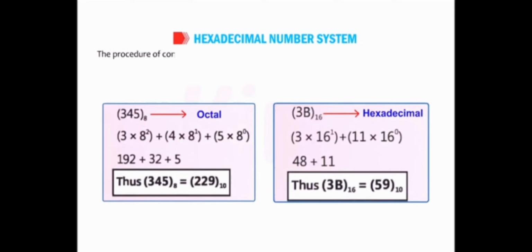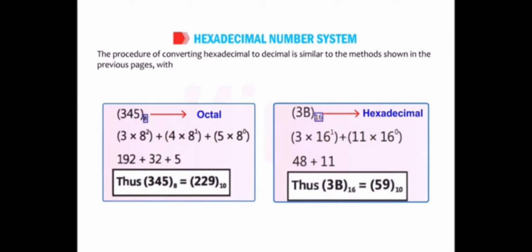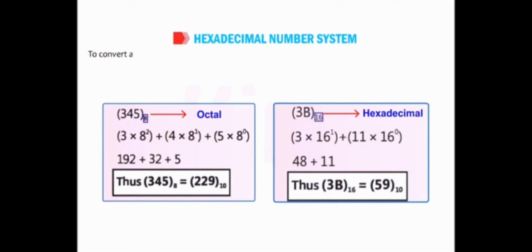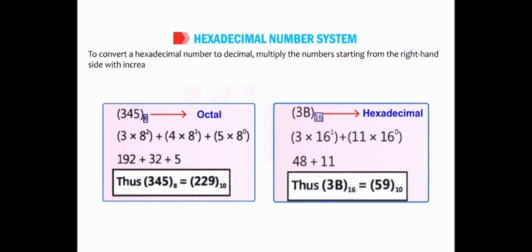The procedure of converting hexadecimal to decimal is similar to the method shown in the previous pages, with the only difference being the change of base. To convert a hexadecimal number to decimal, multiply the numbers starting from the right-hand side with increasing power of 16, starting from 0, and then calculate the sum of all the products.